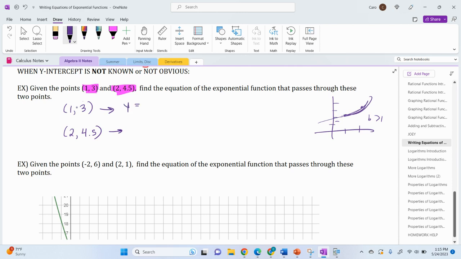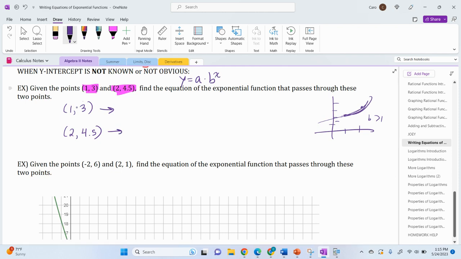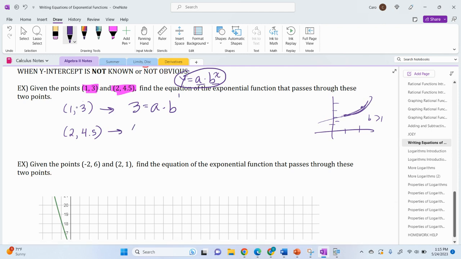All right, let's plug into y equals a times b to the x. You're going to plug in y equals a times b to the x for both ordered pairs. So let's plug it in for (1, 3) first, because like you don't know a or b, so you need both ordered pairs to find it. So, okay, let's put 3 in for y equals a times b to the x. X is 1 here. And then y equals a times b to the x.